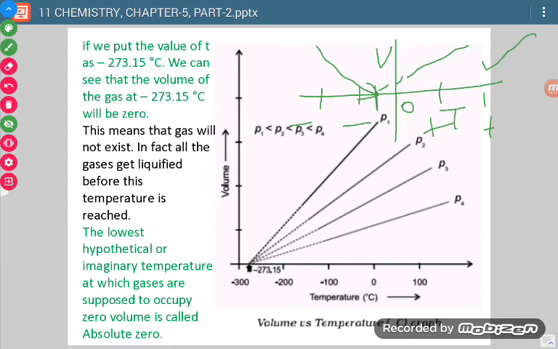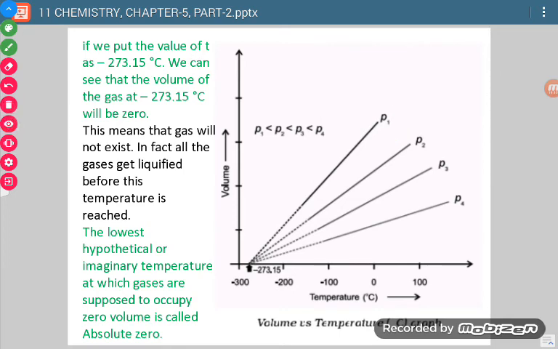Now this is what we defined: the lowest hypothetical or imaginary temperature at which, hypothetical or imaginary words we are using because we cannot maintain this temperature. Okay, the lowest hypothetical or imaginary temperature at which gases are supposed to occupy zero volume is called absolute zero.